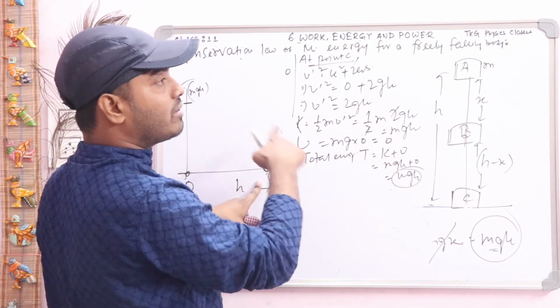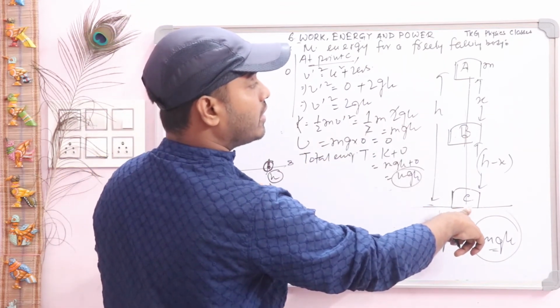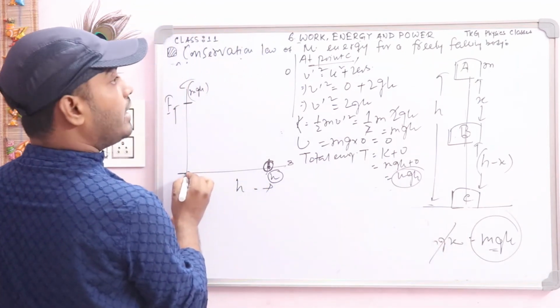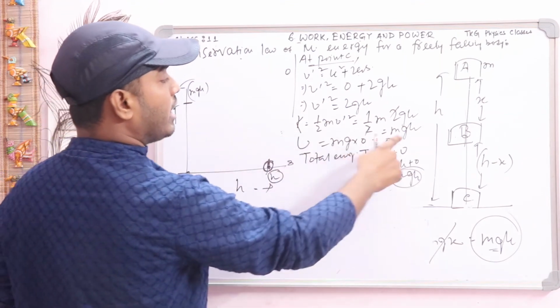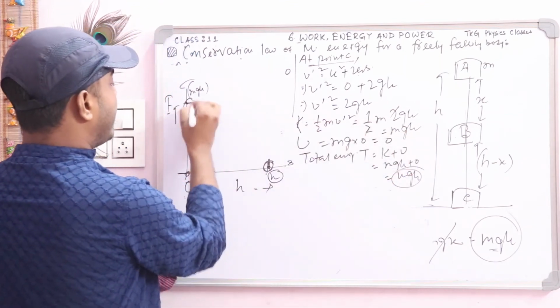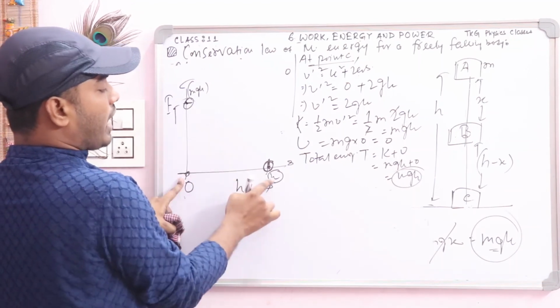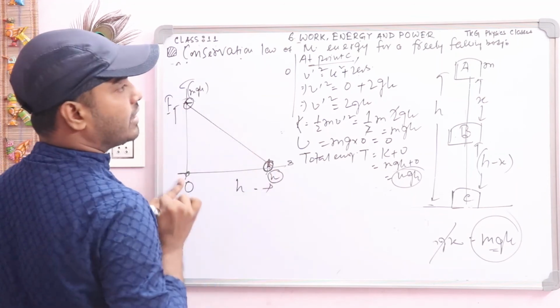And what is the maximum kinetic energy? When the body is at the lowest point, the kinetic energy is maximum. That is when h equals 0, kinetic energy is maximum. And what is the value of maximum kinetic energy? This one, mgh. So when height is 0, the kinetic energy is maximum, and when height is h, the kinetic energy is minimum. So this is the graph for kinetic energy.